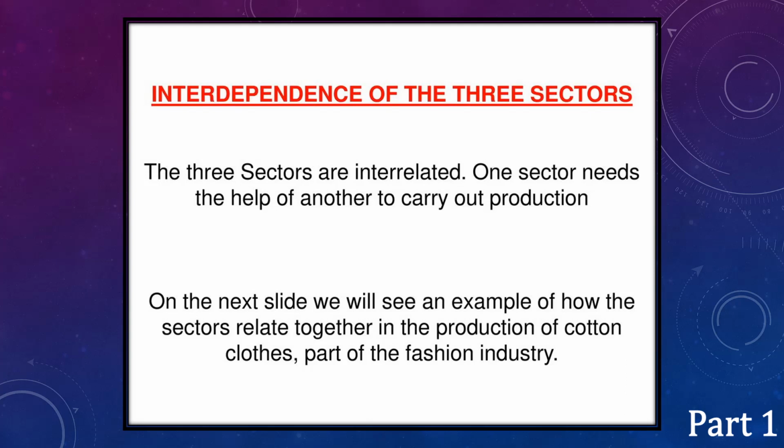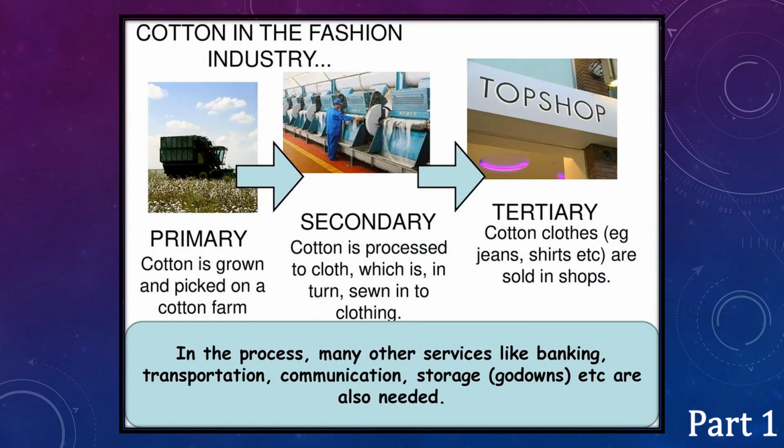On the next slide, we will see an example of how the sectors are related together in the production of cotton clothes, part of the fashion industry, then continue with other examples. Now, cotton in the fashion industry. Cotton is grown and picked on a cotton farm. It will come under primary sector. Cotton is processed to cloth, which is in turn sewn into clothing, and will come under secondary sector. Cotton clothes like jeans, shirts, etc. are sold in the shops. It will come under tertiary sector. In this process, many other services like banking, transport, communication, storage, that is godowns, etc. are also needed.